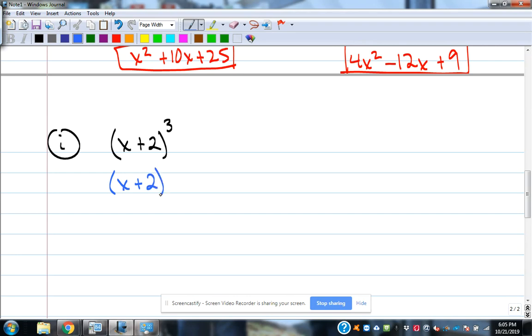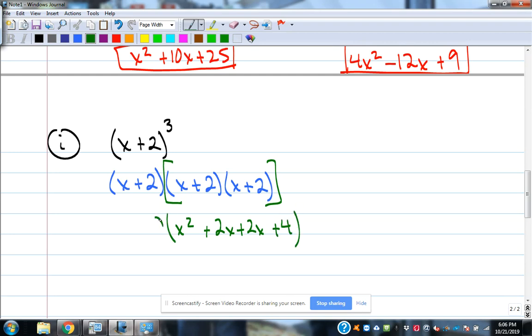Yeah, write down x plus 2 three times. And then we're going to multiply that out. Now, here's how I go about doing that. I kind of block it off and say I'm going to do those two together first and multiply that out. So x times x is x squared plus 2x plus 2x plus 4.